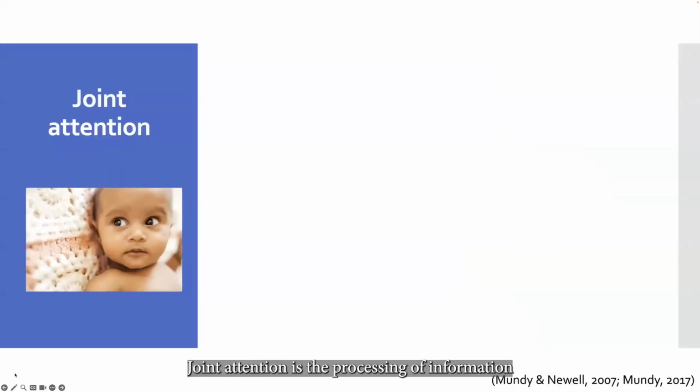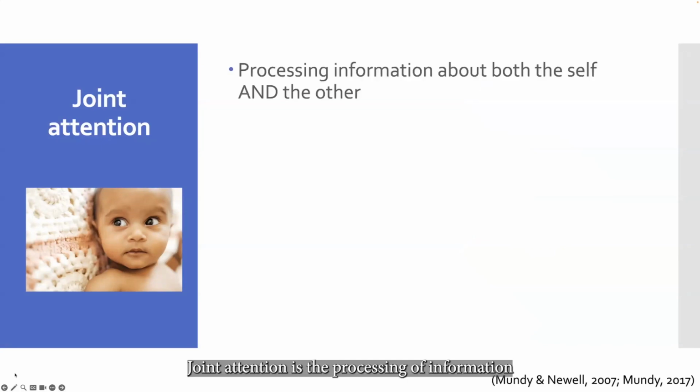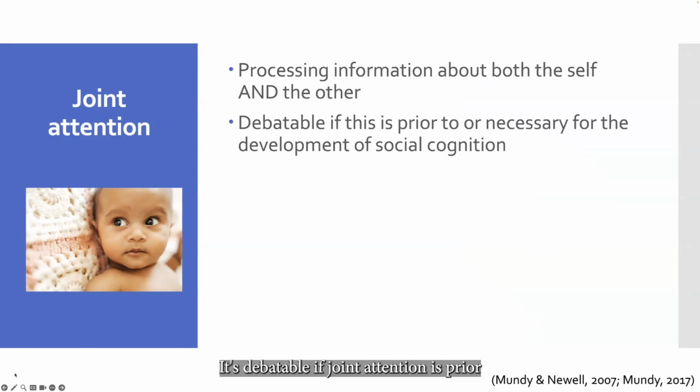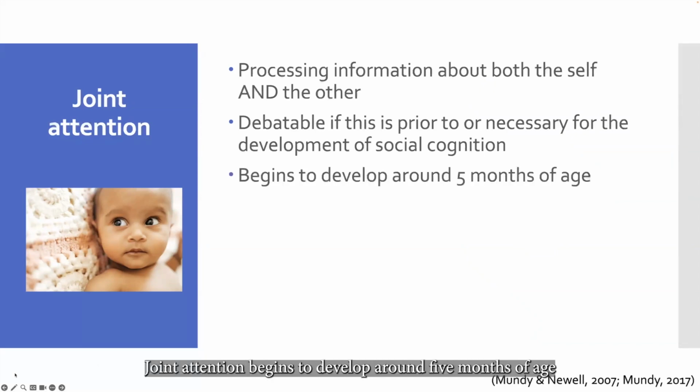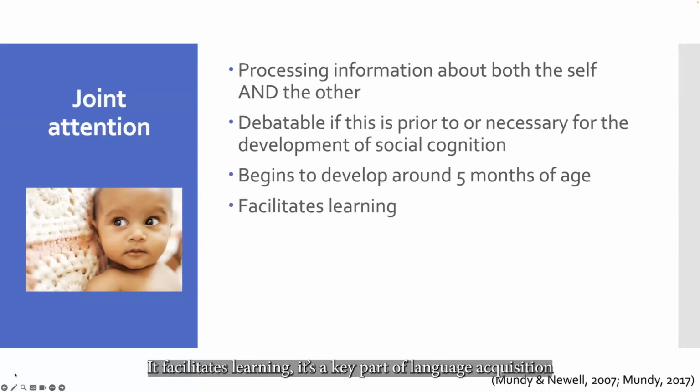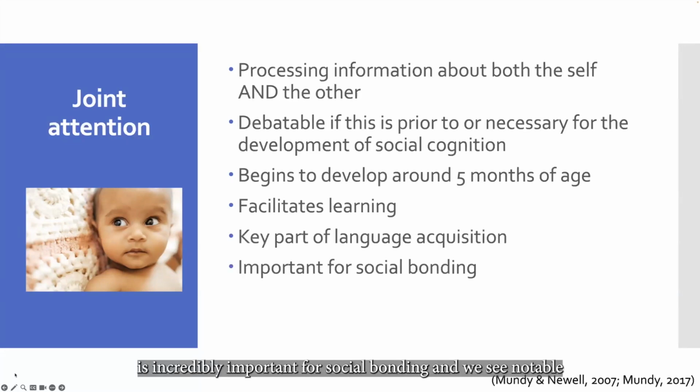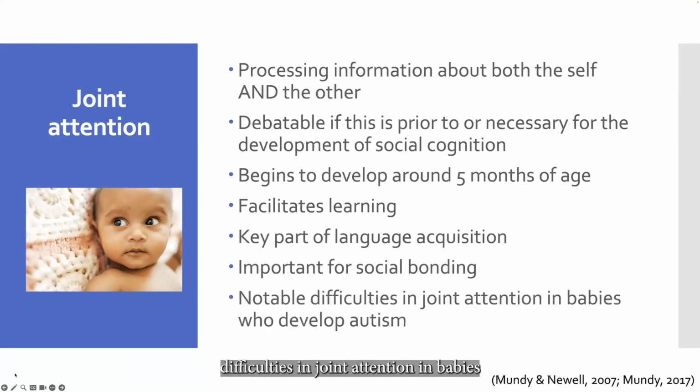Joint attention is the processing of information about both the self and the other. It's debatable if joint attention is prior to or necessary for the development of social cognition. So we see joint attention as this step that occurs right before we're thinking about other more complicated social cognitive processes. Joint attention begins to develop around 5 months of age in typically developing children. It facilitates learning. It's a key part of language acquisition. It's incredibly important for social bonding. And we see notable difficulties in joint attention in babies who develop autism spectrum disorders.